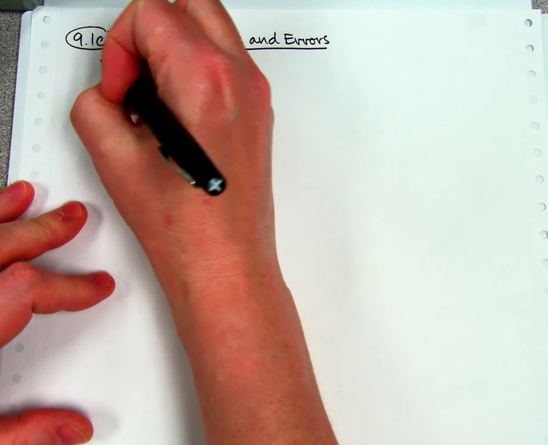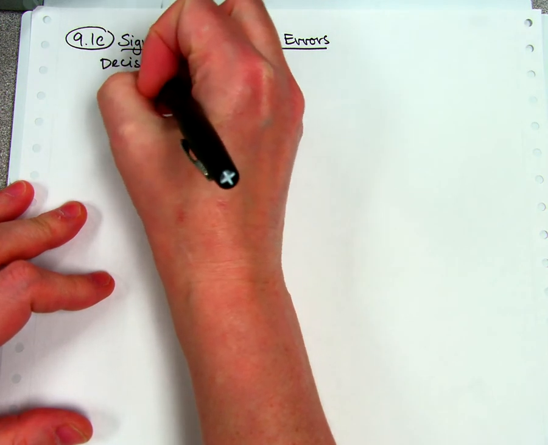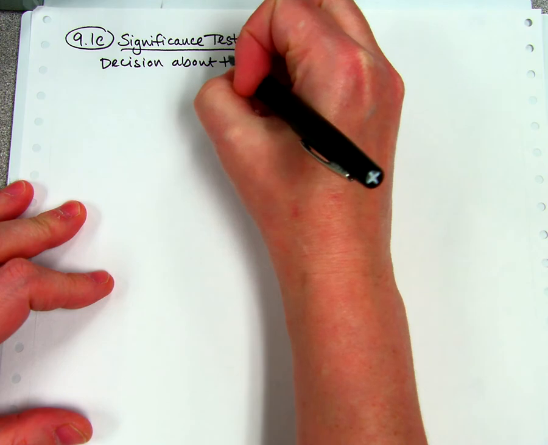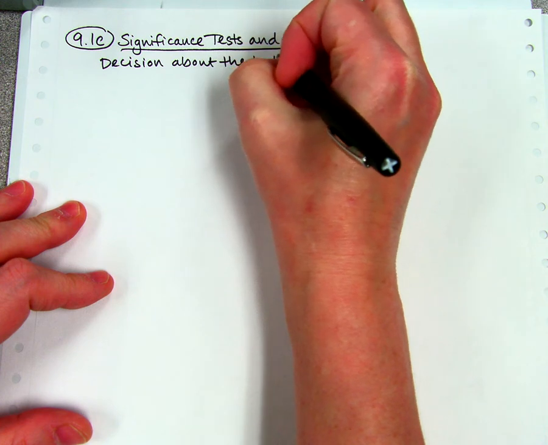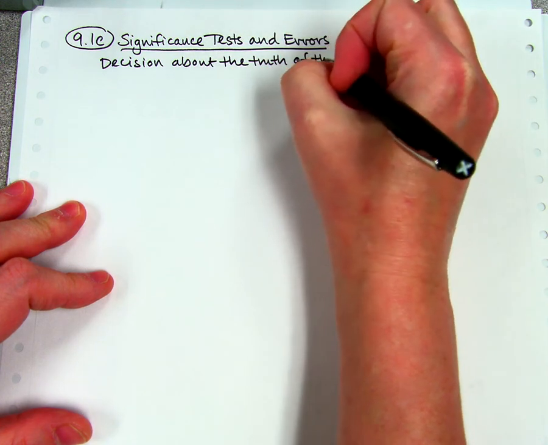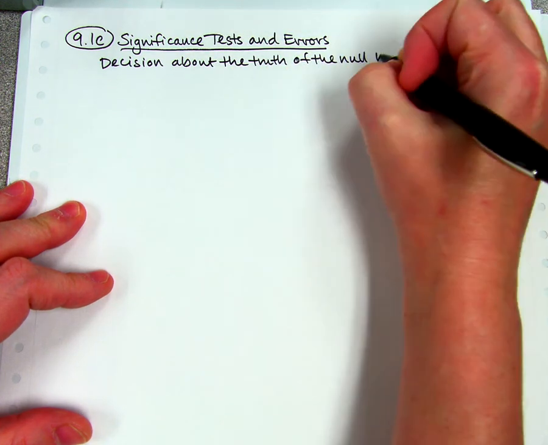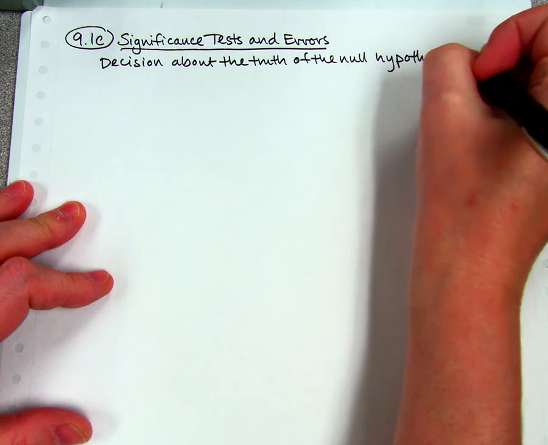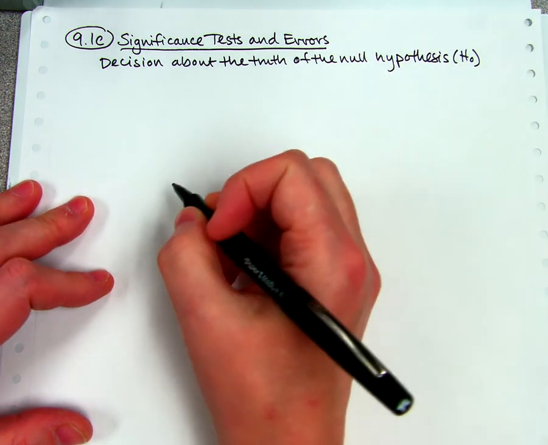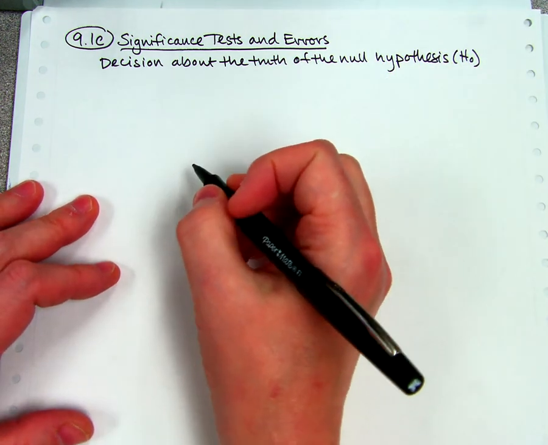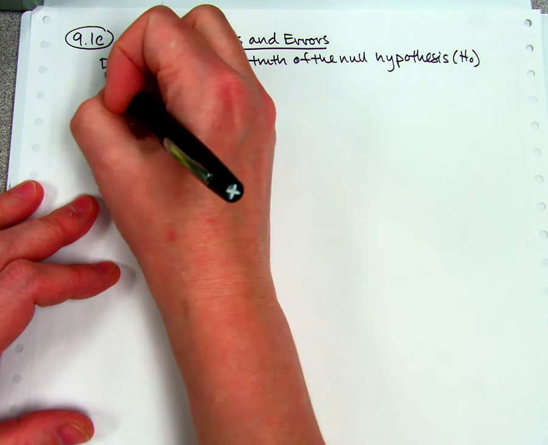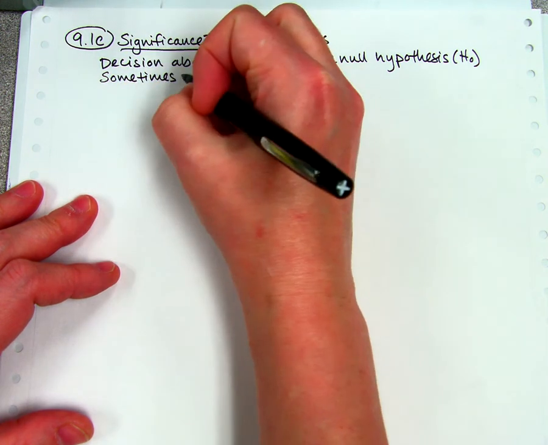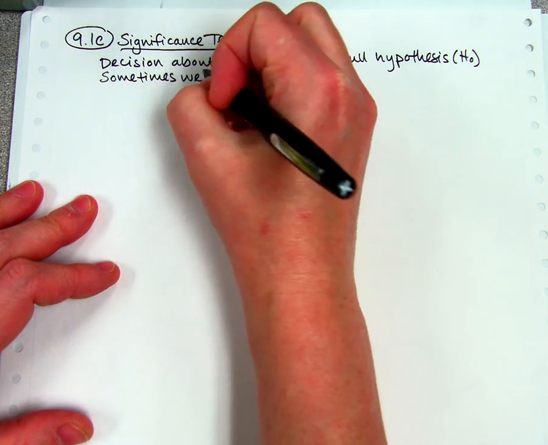Here's lesson 9.1c on significance tests and errors, because what we're doing with these significance tests is making a decision about the truth of the null hypothesis, which is also called H0. And the thing with making that decision to reject or not reject is sometimes we are wrong, even if we did everything right.